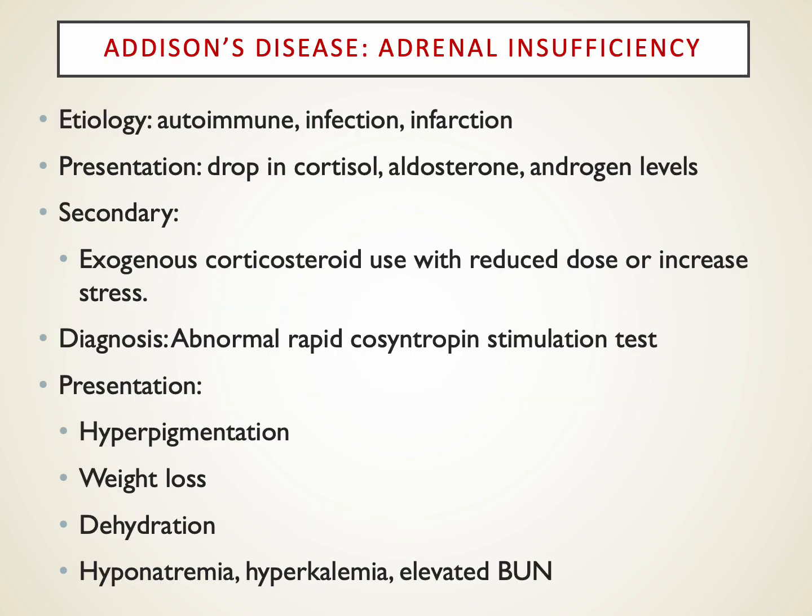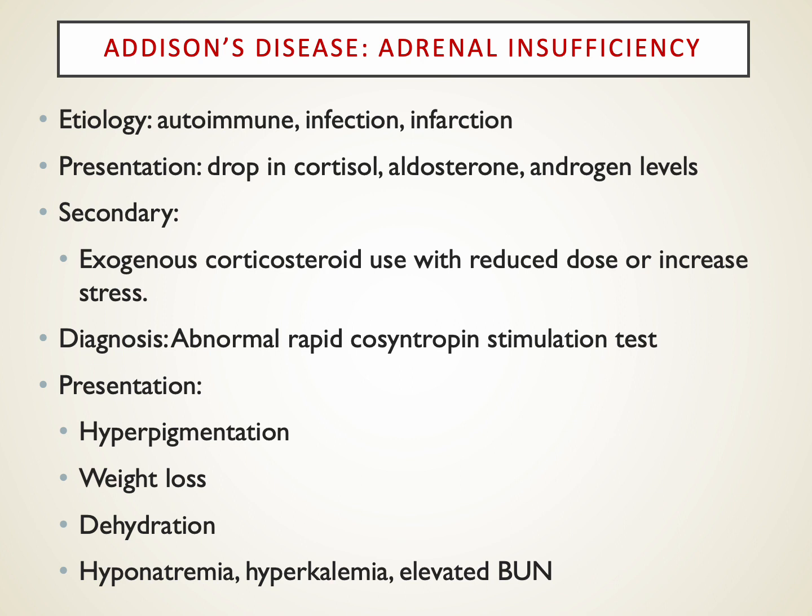For Addisonian crisis or Addison's disease with adrenal insufficiency, you want to look at whether it's autoimmune, whether there's an infection or an adrenal infarction. You'll see a drop in cortisol and aldosterone and androgen levels. It could be related to exogenous corticosteroids, which then stop, or it could be someone's on chronic prednisone, but their stress level goes up and their cortisol requirement is higher than that prednisone dose gives them. And so we can look at a rapid corticotropin stimulation test to look at that.